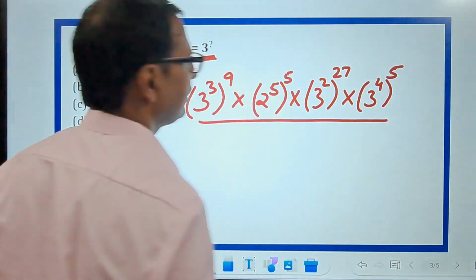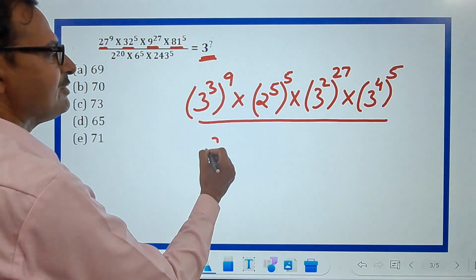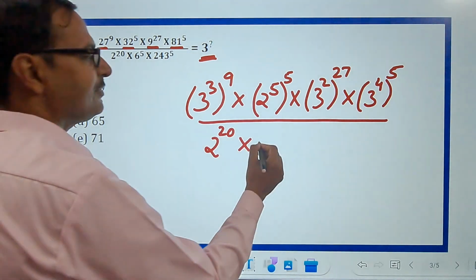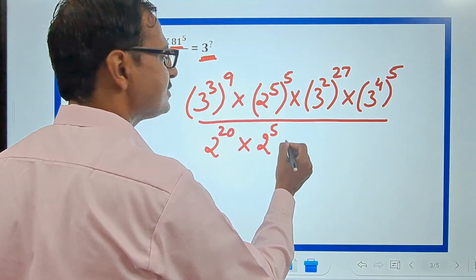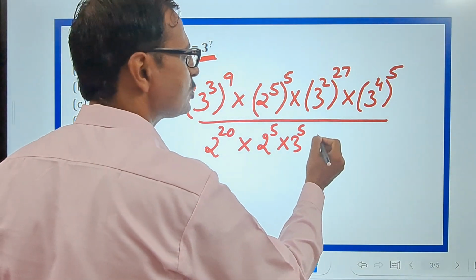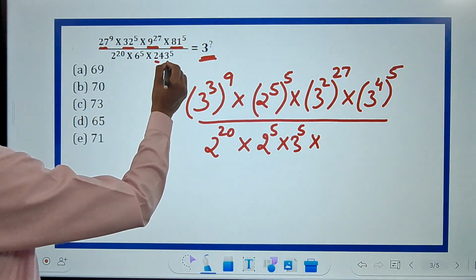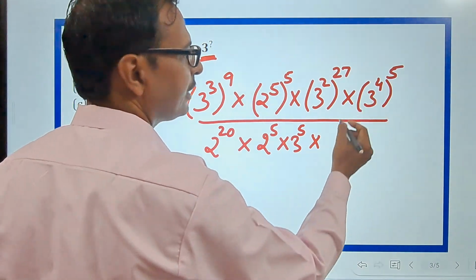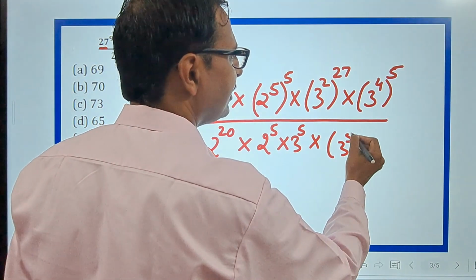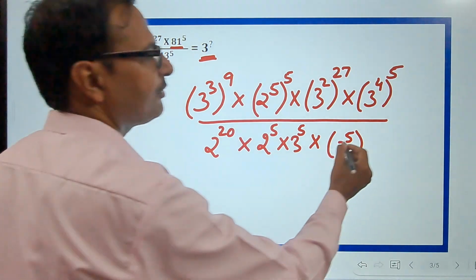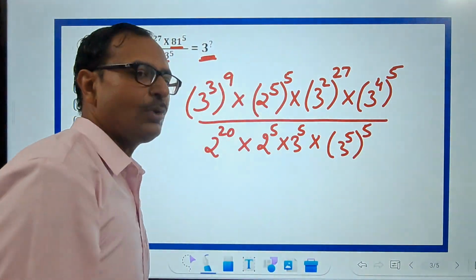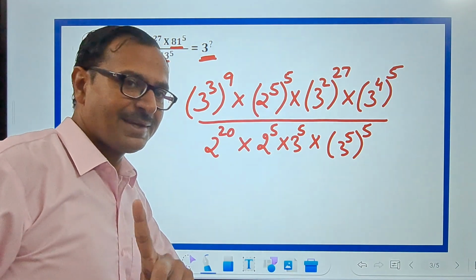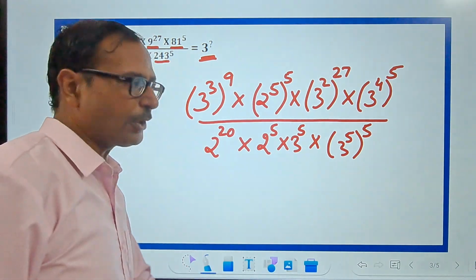In the denominator, we have 2 raised to power 20, which I can't do anything with because it is prime. 6 raised to power 5 is 2 raised to power 5 times 3 raised to power 5. That is 6 raised to power 5. And 243. 81 times 3 is 243. I wrote 3 raised to power 4 here, so I'll write 3 raised to power 5 here. And power 5. Now this is the first step. You have to be very quick in resolving everything to a prime base. A prime base, that is important.